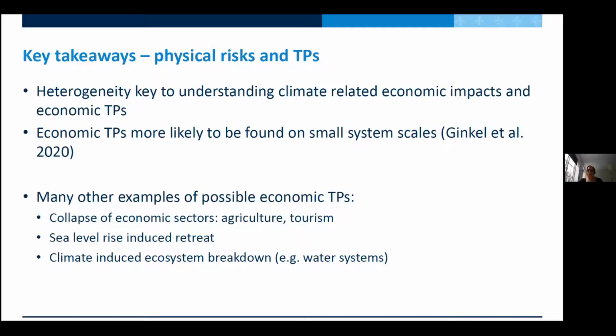Small-scale tipping points may be absorbed at the aggregate level or may lead to larger scale economic impacts, especially in vulnerable regions. One can think of many more examples, such as a collapse of entire economic sectors like agriculture from farm abandonment or tourism. The impact of ecosystem stress on essential economic resources is something that, in my view, requires a lot more thinking.